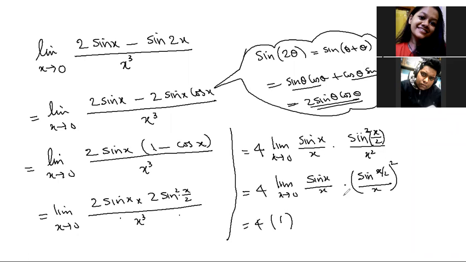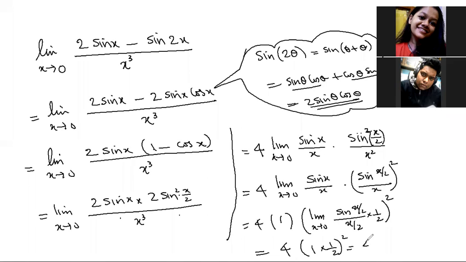और इधर क्या करेंगे? Divide and multiply by half. So 4 into 1 into 1 by 2 the whole square. 1 is the answer. Please note this once again.